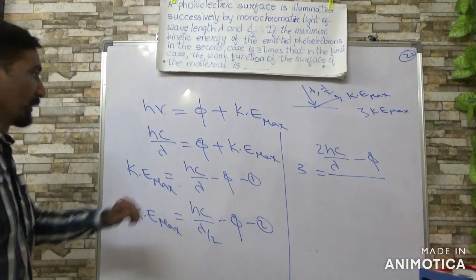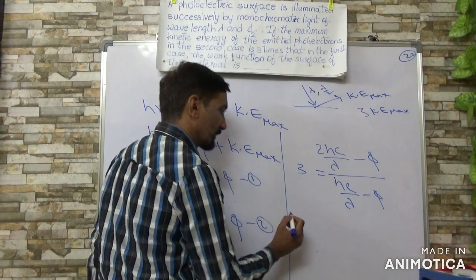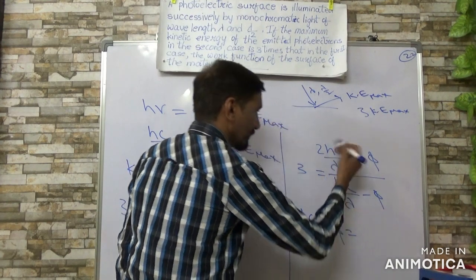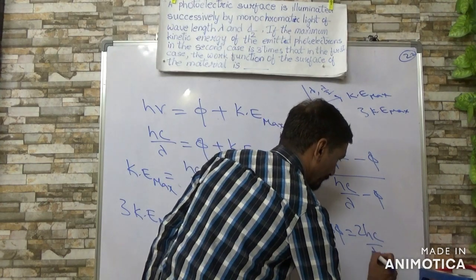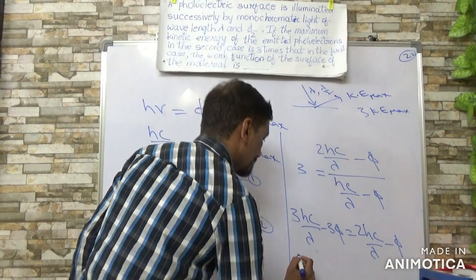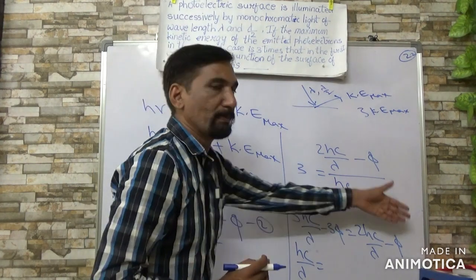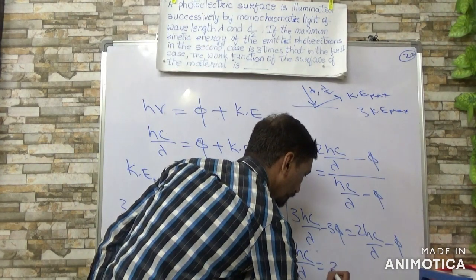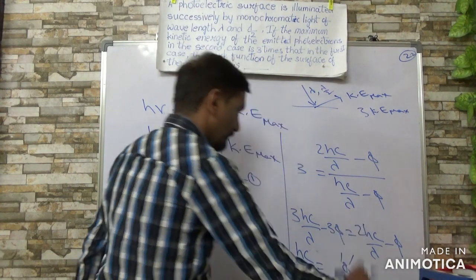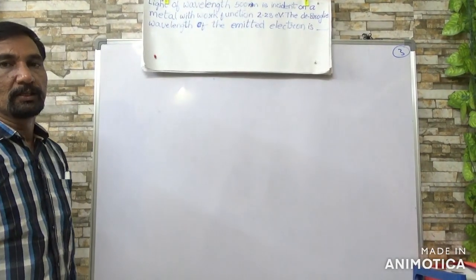Now the first one: hc by lambda minus phi. So take it to the other side: 3hc by lambda minus 3 phi is equal to 2hc by lambda minus phi. So you get hc by lambda, and if you take this to the other side, there 3 phi minus phi, 2 phi. So phi becomes hc by 2 lambda.